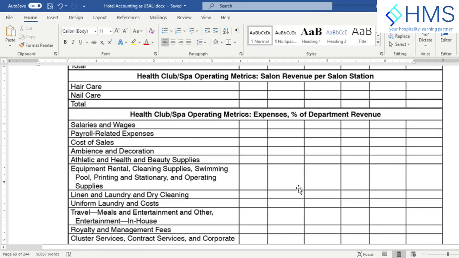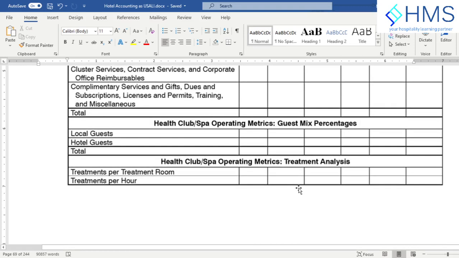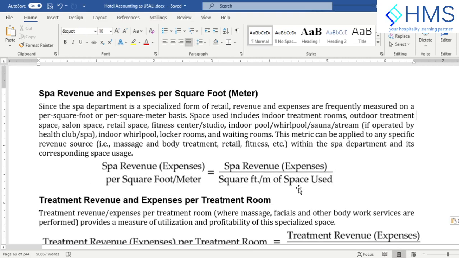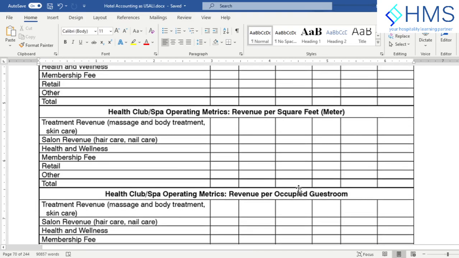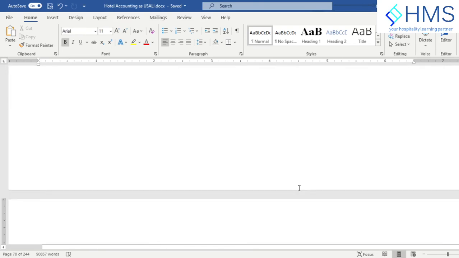Then you have salon revenue per salon station, how many salon stations we have, similar to the treatment rooms. And then the expenses as a department to revenue, which is already there in the main P&L, so you don't have to worry about that. Then you have the health club guest mix, whether they are local guests or hotel guests. And then also the treatment analysis: treatment per treatment room, treatment per hour, treatment per person. So these are the special metrics that we normally use in the spa and health club.